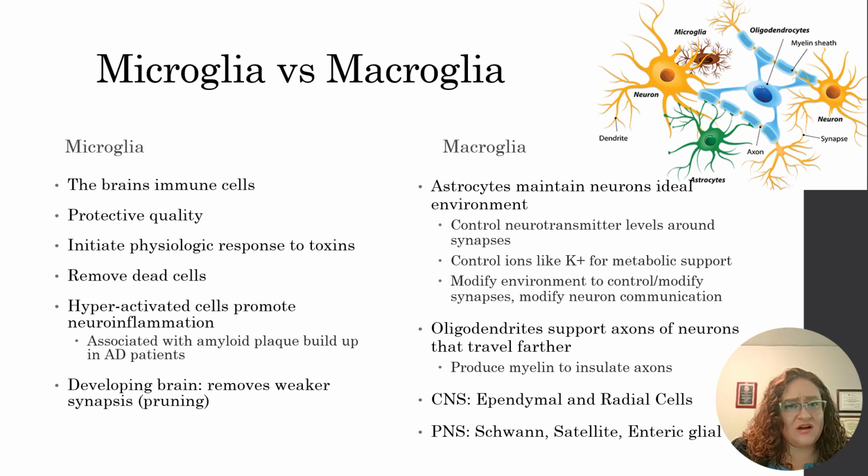And then the microglia is also important to mention. The microglia are the brain's immune cells, and they provide a protective quality. They initiate the physiologic response to toxins. They remove dead cells. They are hyperactivated in promoting neuroinflammation. And in developing brains, they're also responsible for pruning.